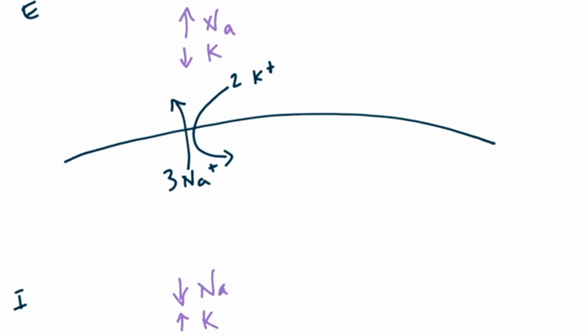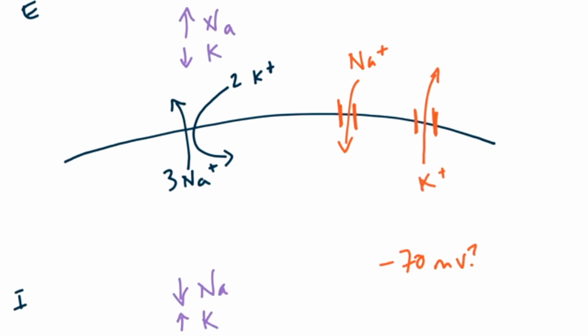So what is responsible for the resting membrane potential of negative 70 millivolts? To answer this, we need to remember that there are also sodium and potassium leak channels, which allow sodium and potassium to diffuse down their concentration gradients. So this will represent a sodium leak channel, which allows sodium to enter the cell, and this will represent a potassium leak channel, which allows potassium to leave the cell.